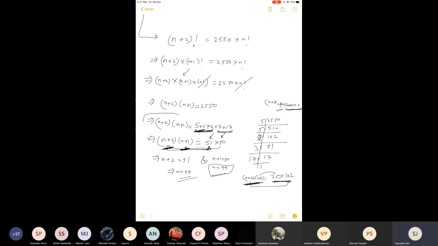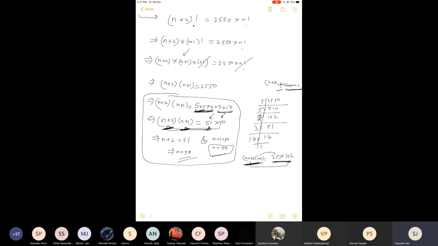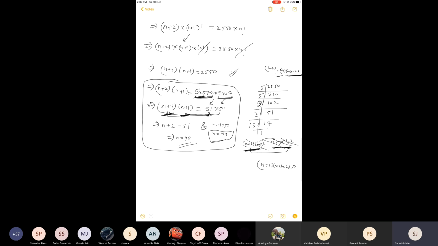If you can't understand these steps, it does not mean that you won't be able to solve the question. Then what you will do is change it into a quadratic and find the factors, and from there you can get the answer. It will become n square plus 3n plus 2 equals 2550, that is, n square plus 3n plus 2 minus 2550 equals 0. Now I'm not telling you how to solve a quadratic equation, okay? This is the equation, get n from here. You will be getting two values of n.